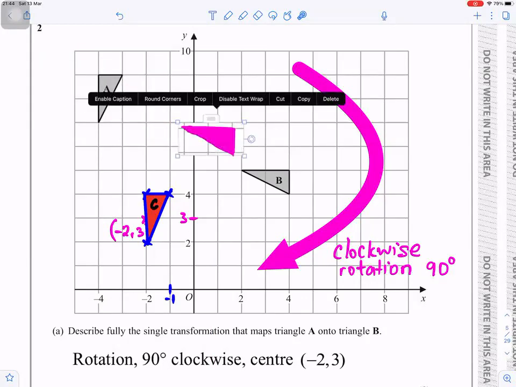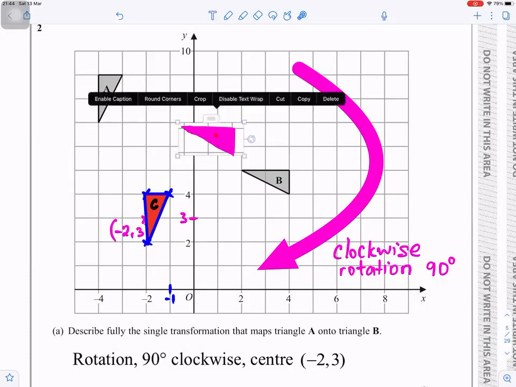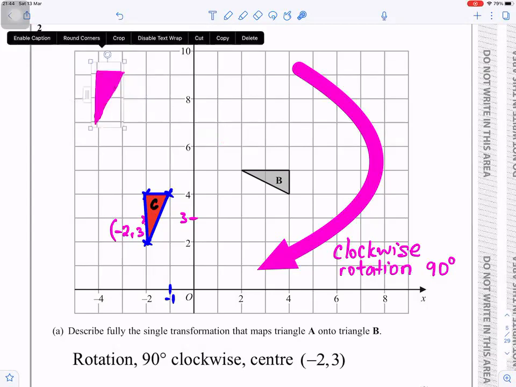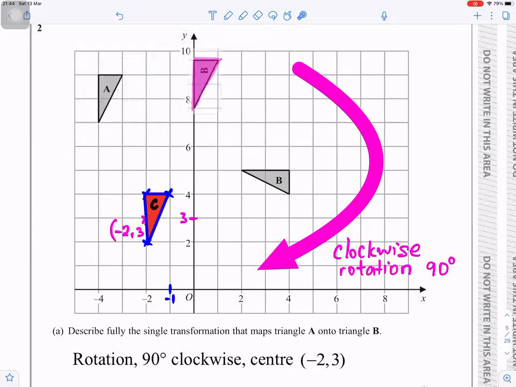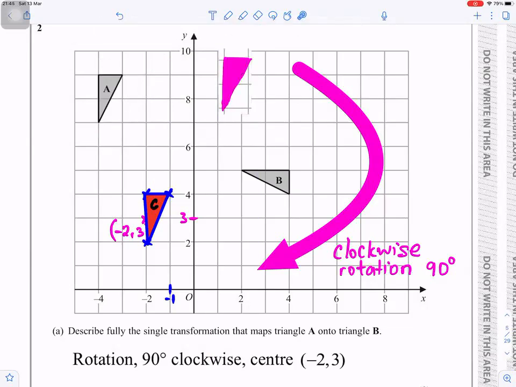And when you are rotating it, you use a tracing paper, and you put a pen and hold it at the center point, minus 2, 3. You can try different points as the center, but only minus 2, 3 will get it to where it should be when you rotate it. And you have to do it clockwise, 90 degrees, to get it to that point. So it's a rotation.